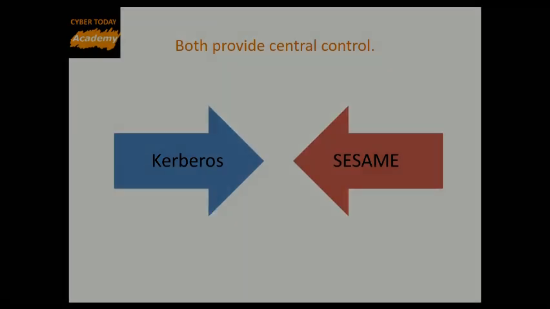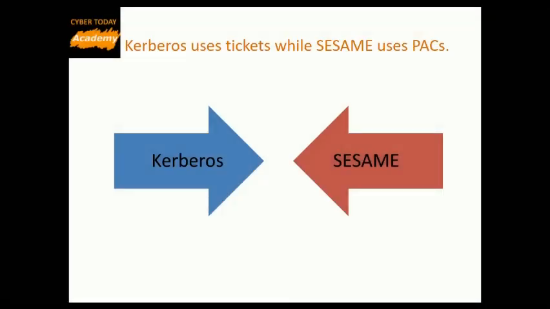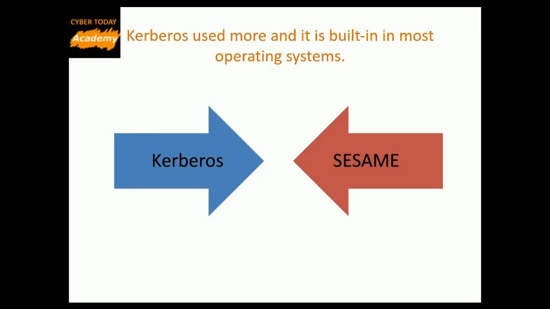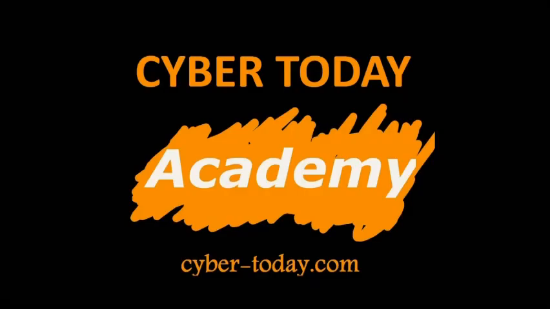The third point here is that Kerberos uses tickets while SESAME uses PACs. The fourth comparison point is that Kerberos uses symmetric encryption while SESAME uses asymmetric encryption. The last one is that Kerberos is mostly used because it is built into most operating systems. I hope after watching this tutorial you have a clear idea about Kerberos versus SESAME.